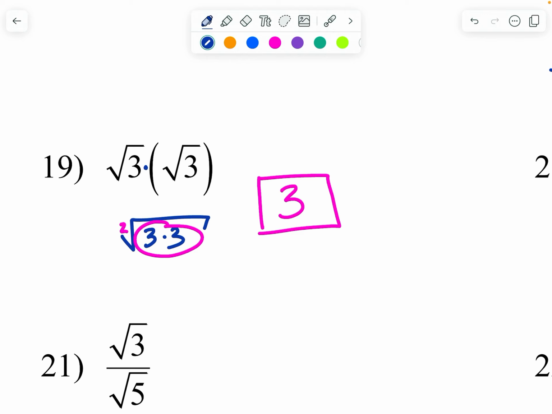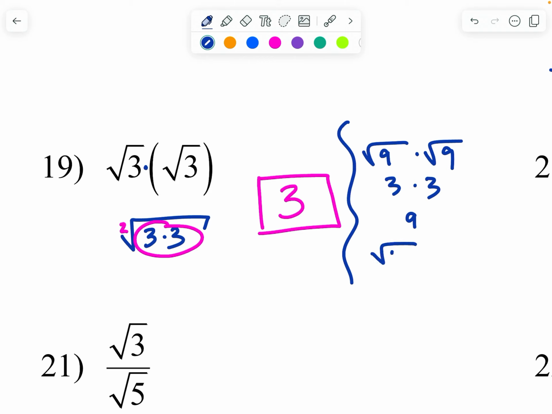Now, 3 is nice because it's always prime, but I could also do something like root 9 times root 9. Yeah, sure, do each. That's 3 times 3. I get 9 as my final answer. Or you smush them together and you get root 81. Yep, square root of 81 is still 9. Or you smush them together and you go, oh, look, I have a pair of 9s. And still I get my answer of 9 for this problem.